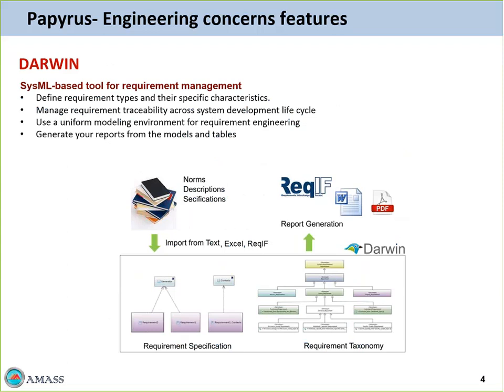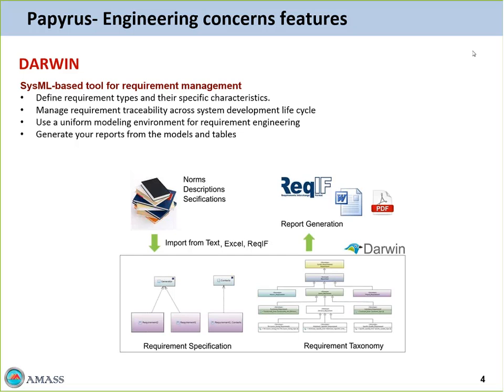So Darwin is based on CTML. It reuses the CTML profile and focuses around it. About the import and export facilities, we can import some text based on a template from Word, for example. We can also copy and paste from an Excel directly in the Papyrus environment, so we get the HTML table view directly with the copy paste, and we can import native files and have the requirement diagram generated automatically.